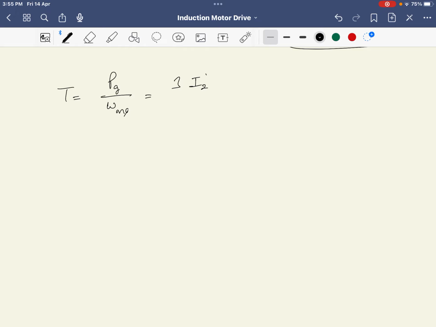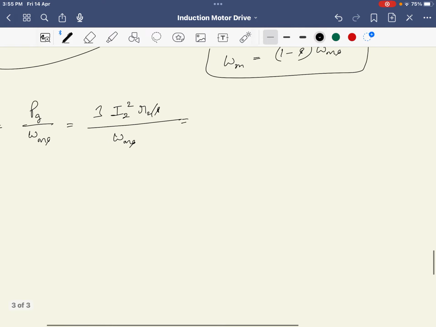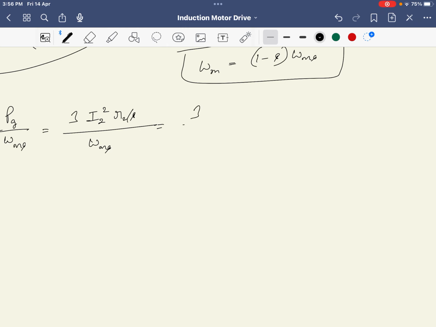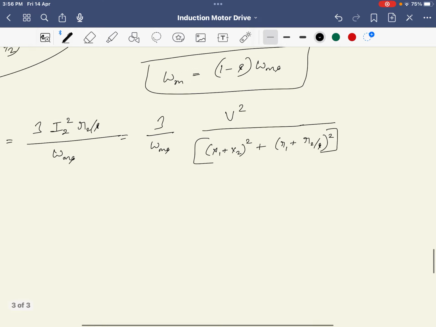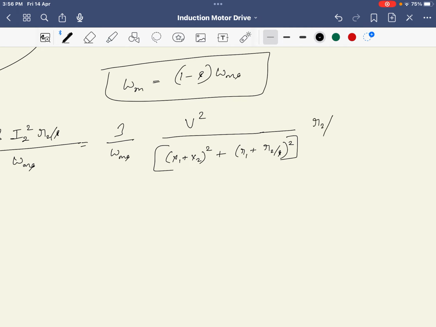So what is the PG value? 3 I2 square R2 by S divided by omega ms. If I want to write it in terms of V, this will be 3 by omega ms, and I2 will be V square divided by Z square. What is Z? Total reactance (X1 plus X2) square and total resistance (R1 plus R2 by S) square, that much, into R2 by S.